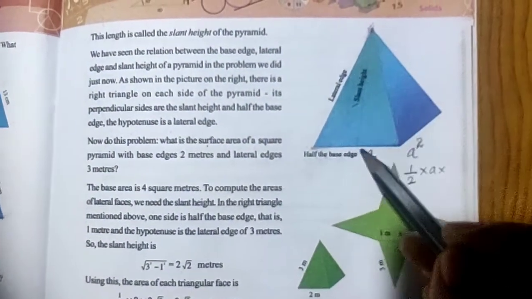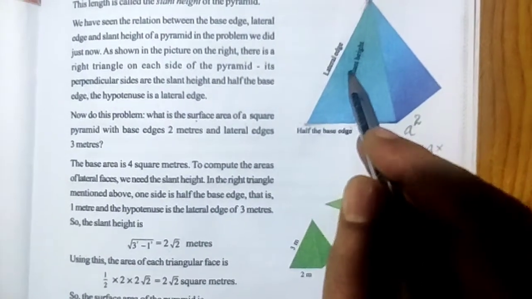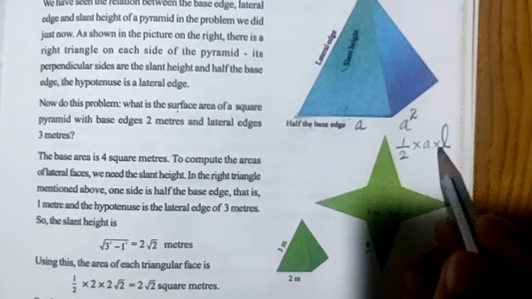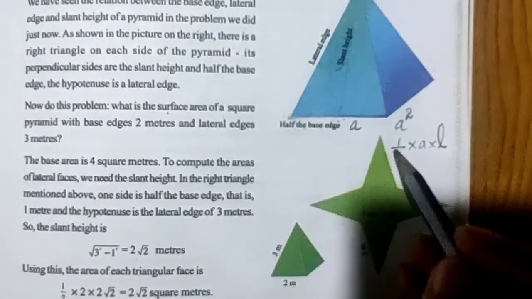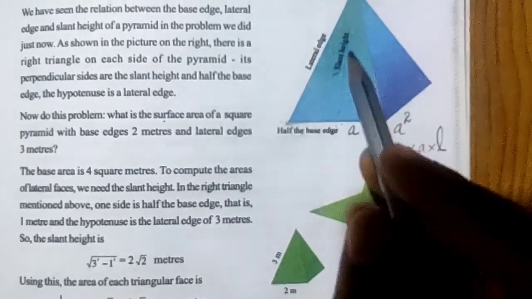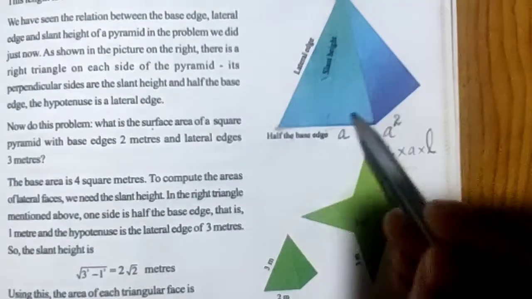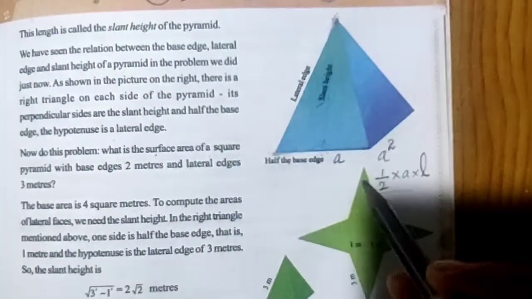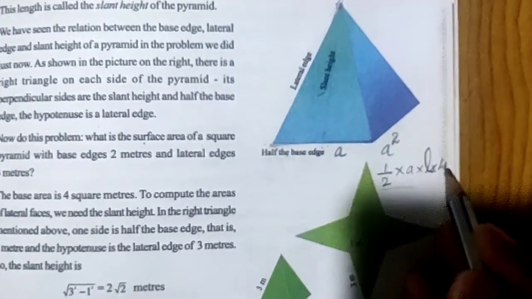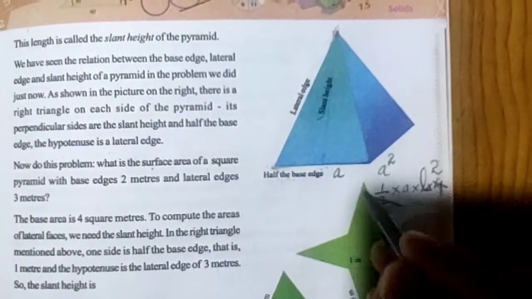We usually represent the slant height as L. So the area of one triangle is equal to half AL. Then what about the area of 4 equal triangles? Yes, 4 into half into AL, which is equal to 2AL.